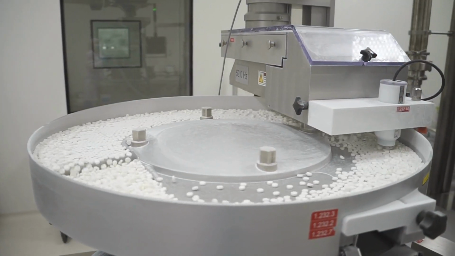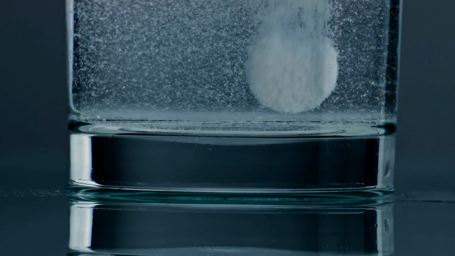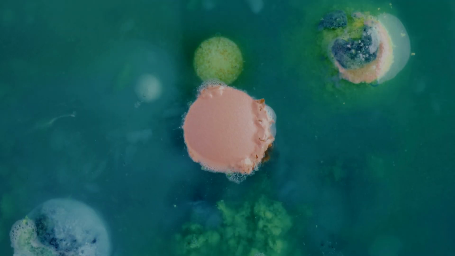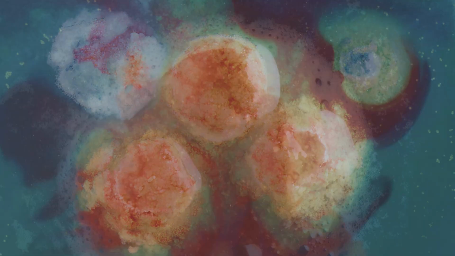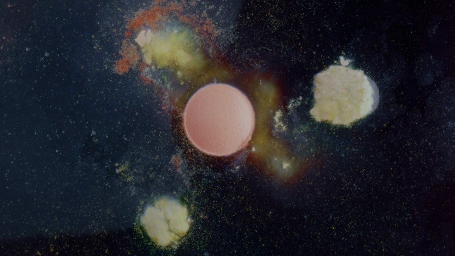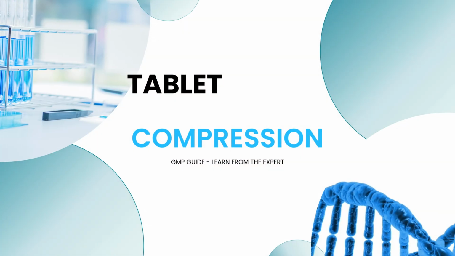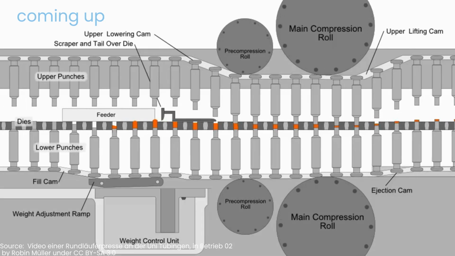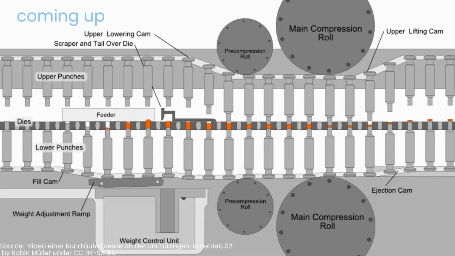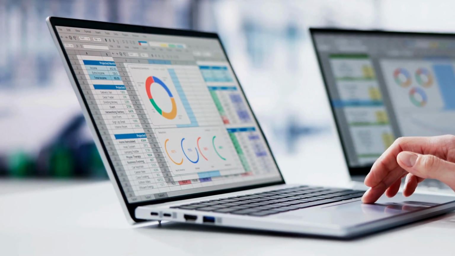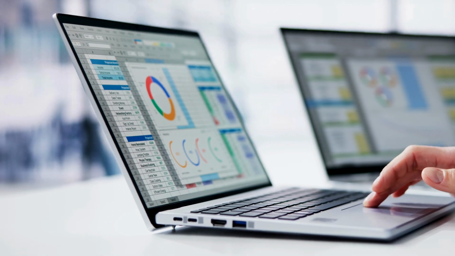The journey of a pharmaceutical product often culminates in the familiar form of a tablet, a precise and convenient dosage unit. The process that transforms granules into these solid forms is tablet compression, a critical step demanding accuracy, control, and a deep understanding of material properties and machine operation. Mastering the art and science of tablet compression is fundamental to delivering consistent and high-quality medications.